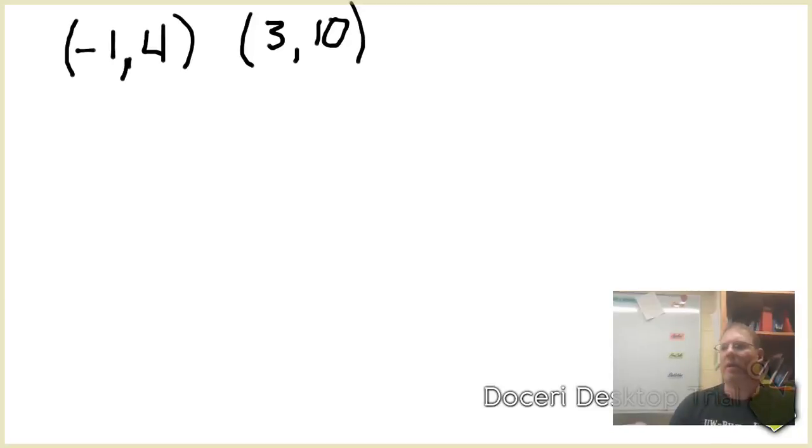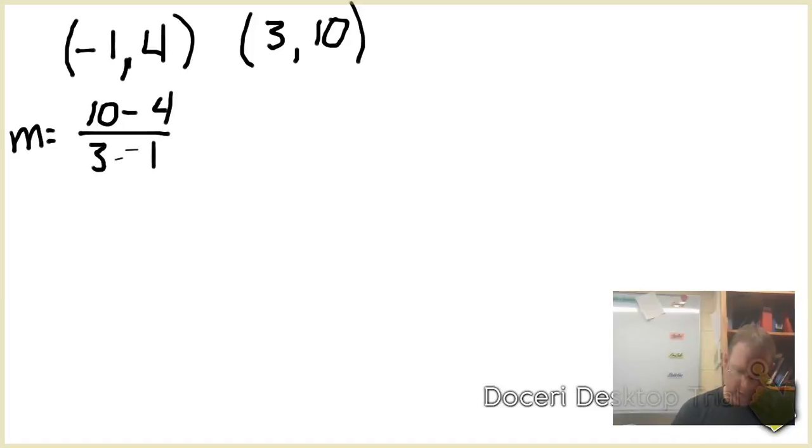Okay, so you got to think about what the name is, slope-intercept. So the first thing I need to do is find out what the slope is. Alright, so I'm going to take 10 minus 4 on top and 3 minus -1 on bottom. That's going to give me 6 over 4, which is 3/2. So first find your slope.